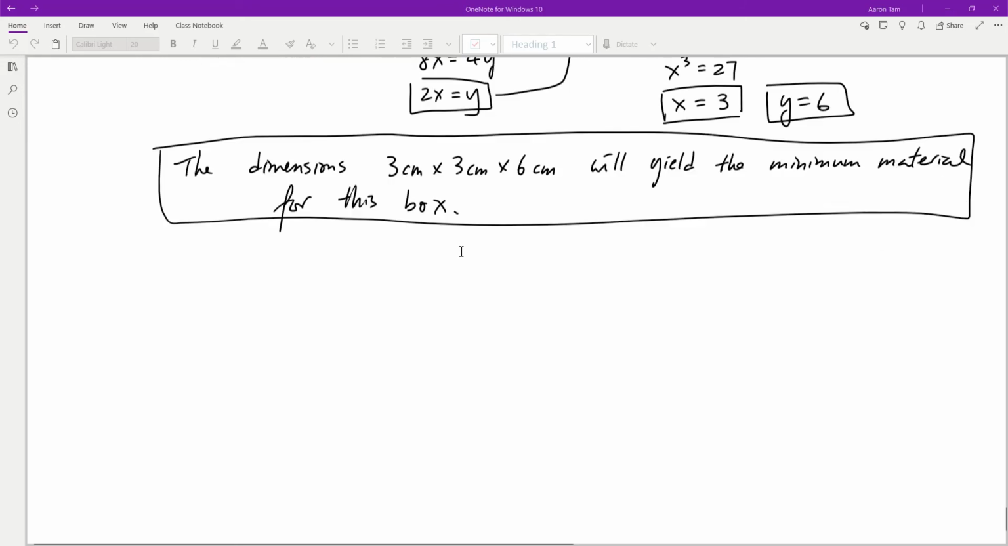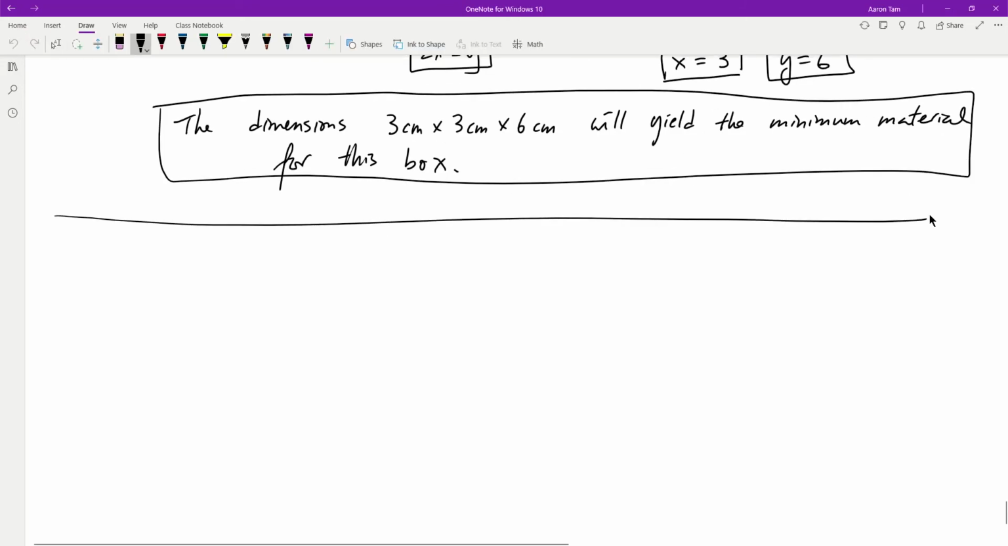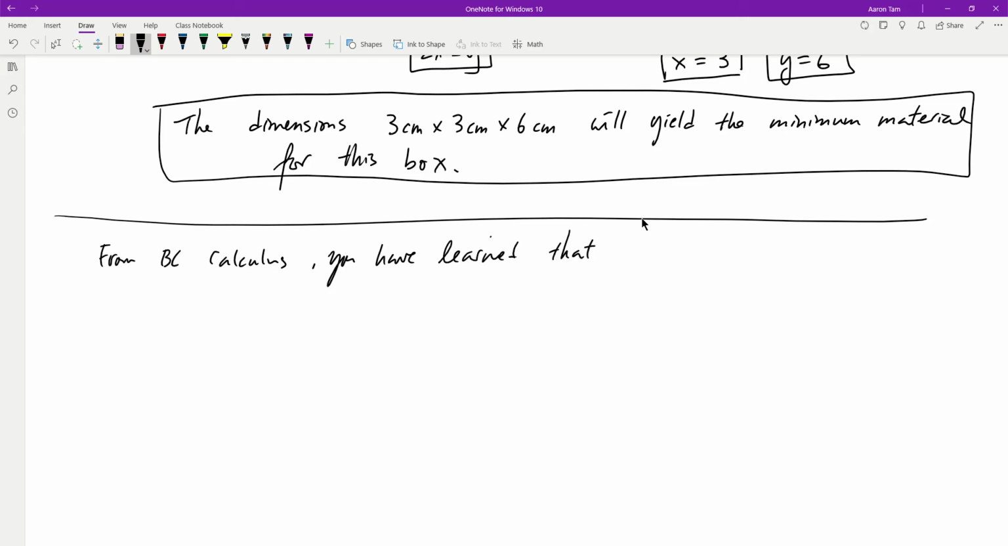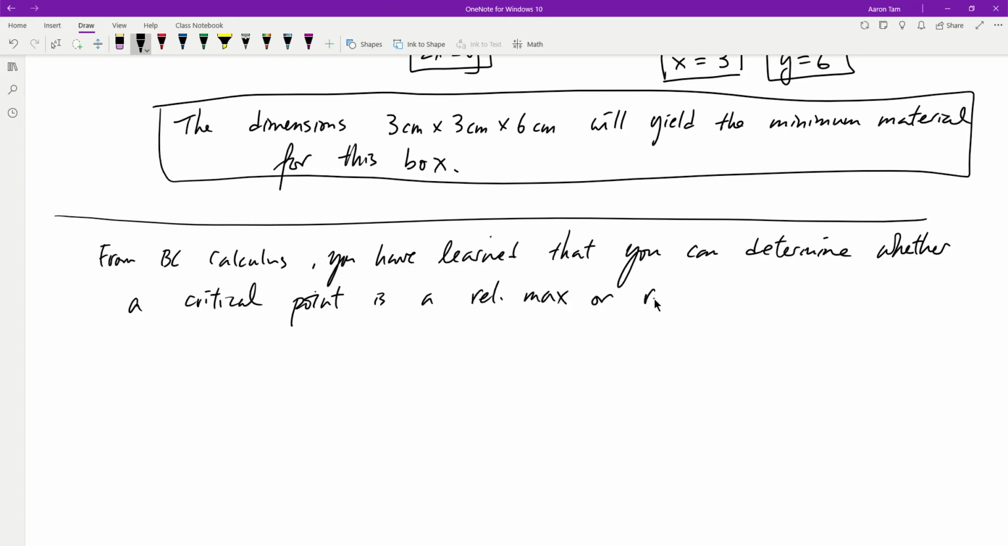So to start, we'll do a little quick review first. From BC calculus, you have learned that you can determine whether a critical point is a relative maximum or relative minimum, or actually could be neither, using something called the second derivative test.